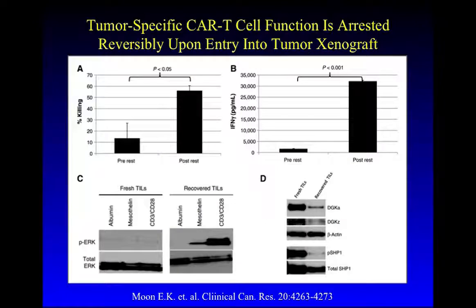So we're running out of time, and I want to just show you this. Ed Moon and Carl June and Steve Albelda and their colleagues at the University of Pennsylvania have shown that these T cells are hyper-responsive to killing their target cells, and if you take them out and incubate them in vitro, this is reversible. So they're suppressed in the tumor microenvironment for killing. They're also suppressed for interferon gamma when they see their tumor antigen, but this is reversible.